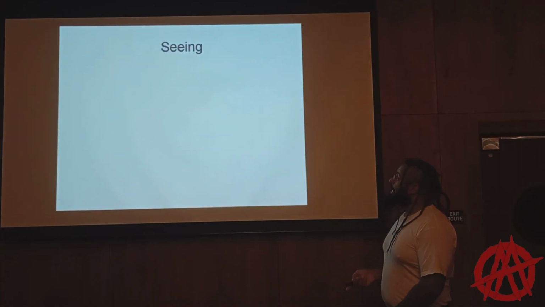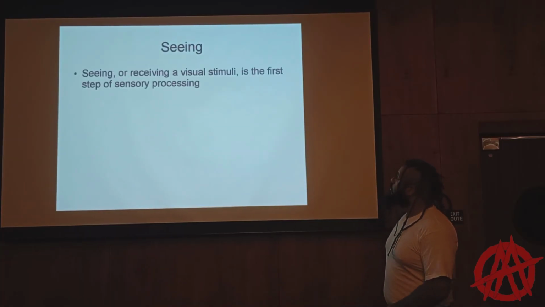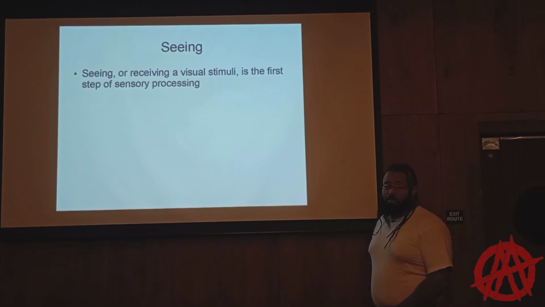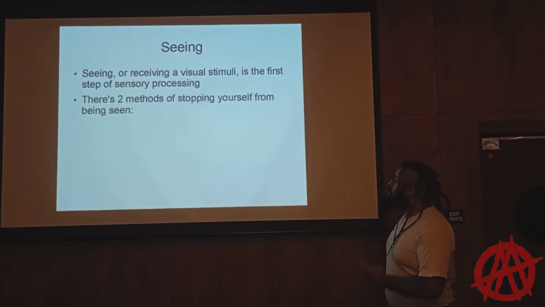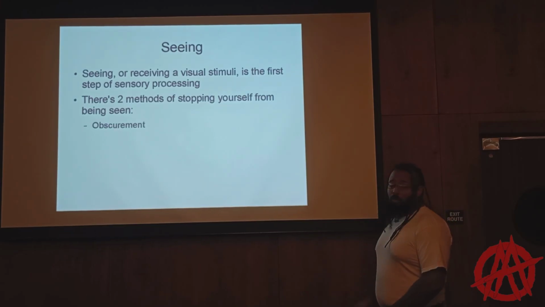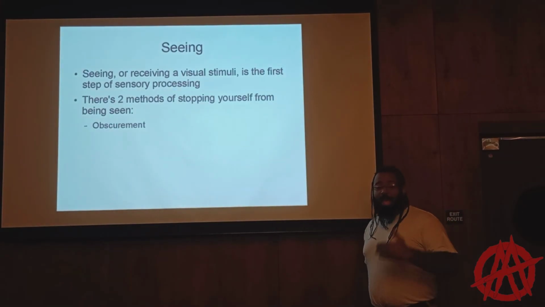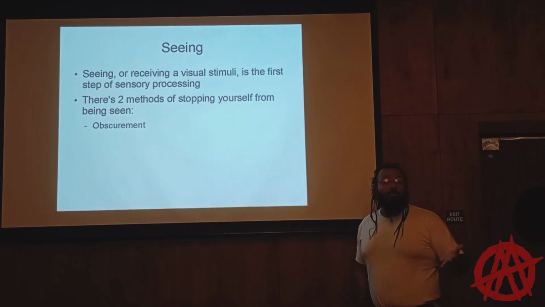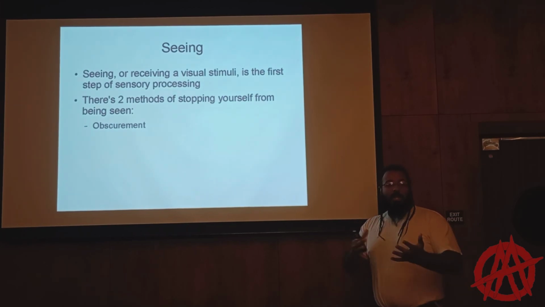Okay, so let's talk about seeing. Seeing or receiving a visual stimulus is the first step of sensory processing. There's two methods of stopping yourself from being seen. So obscurement is one we're going to talk about. That's basically having a barrier between you and the person or object, like a camera or animal looking for you, to where there's an object preventing the light traveling off you from traveling to their eyes.